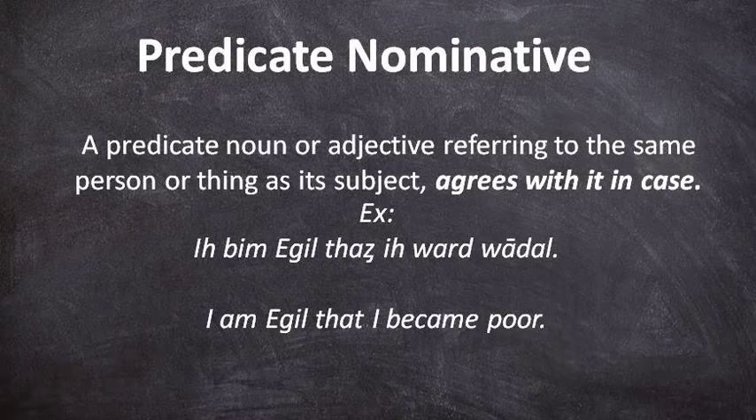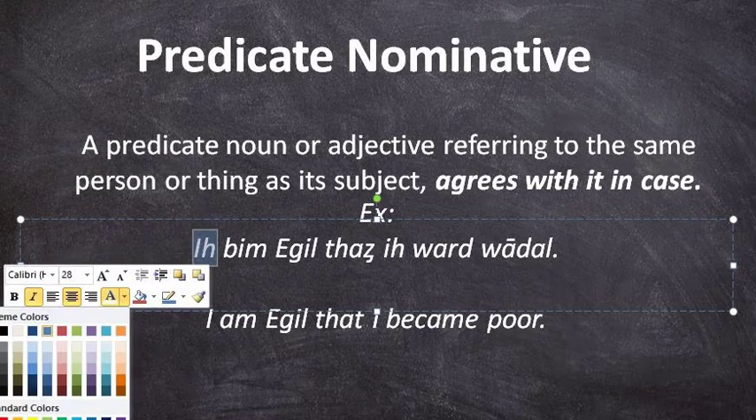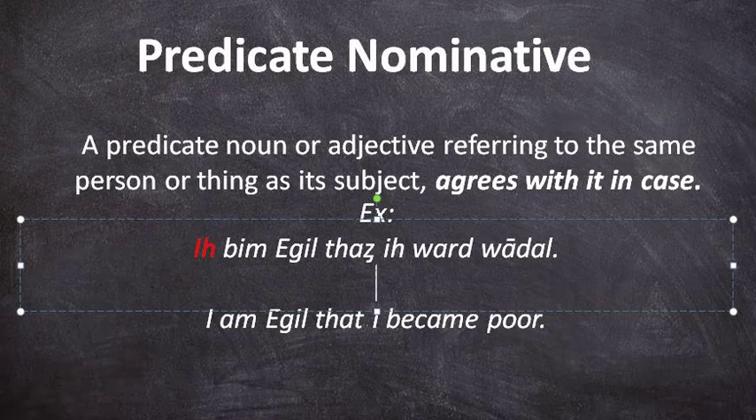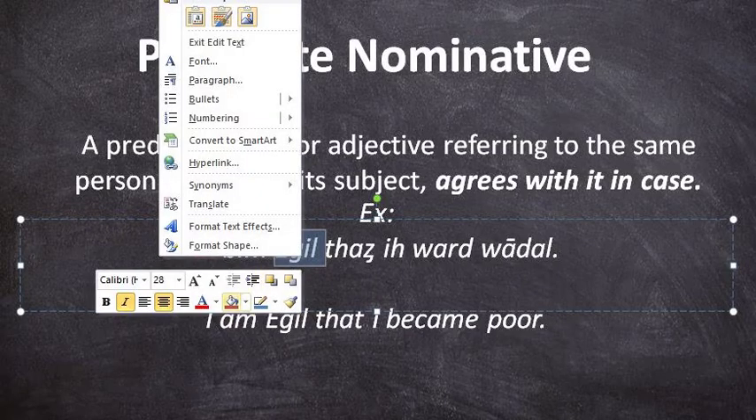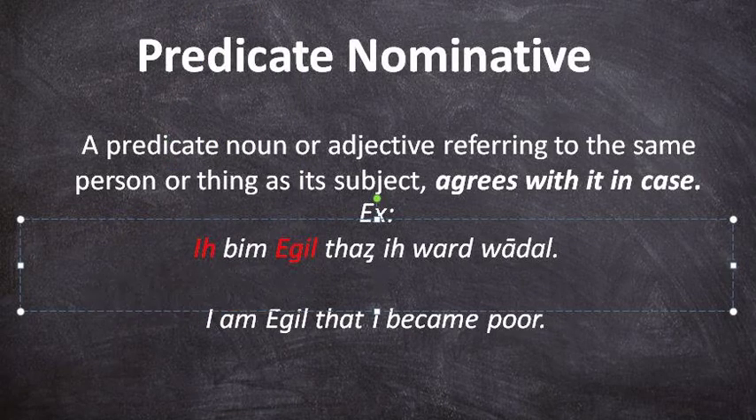Okay? So what is in the nominative here? Well, we have ich here. That's in the nominative. We'll make this red. Ich bin. So is Egel, because that's who we're talking about here. That is in the nominative. And this is in the nominative.